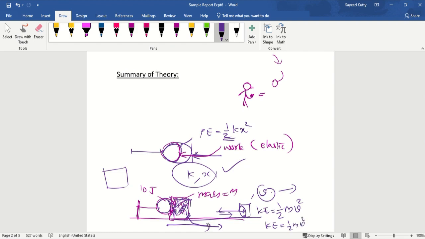If I calculate the kinetic energy, according to the rule, because we cannot create or destroy energy, that means here there are no other forms of loss of energy. That means this kinetic energy also must be equal to what? 10 joule.